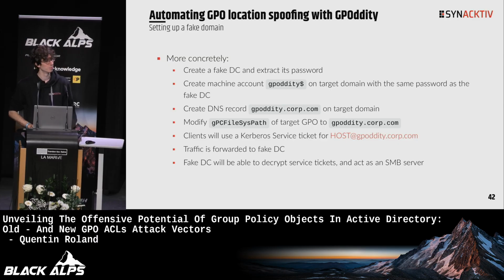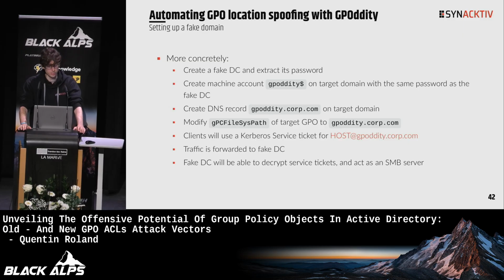To do so, there are some gotchas. First, you should create your fake DC on your machine and just extract its password. Then you will create a machine account, for instance GPODT here, on your target domain. It should have exactly the same password as your fake DC.